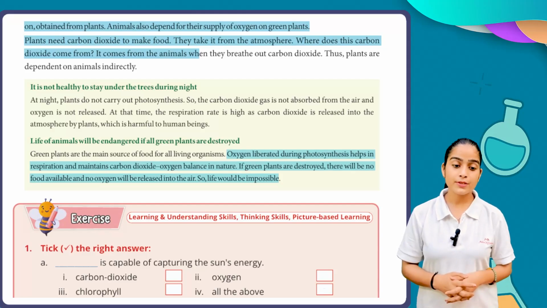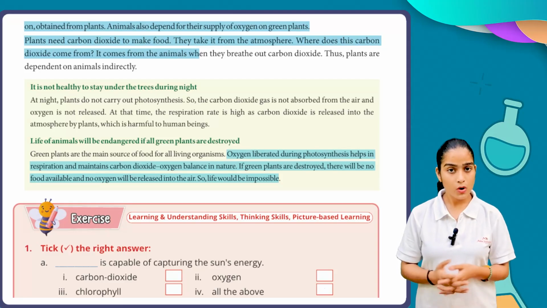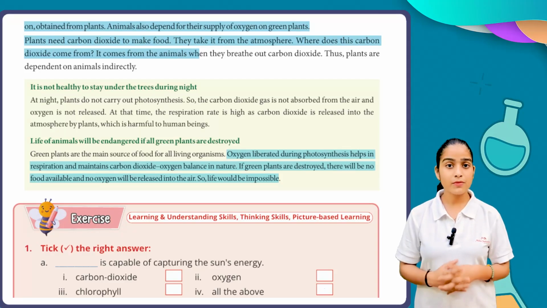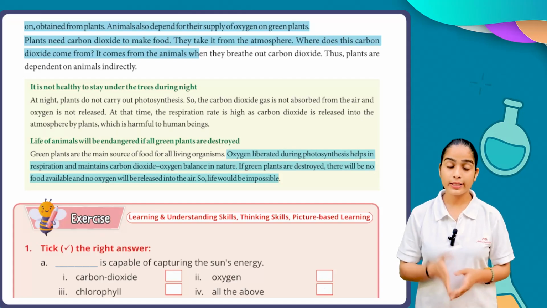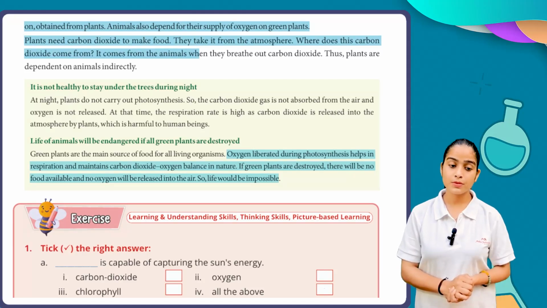Next, the life of animals will be endangered if all green plants are destroyed. We already know that plants play a very important role in our life, but why? Let's see here. Green plants are the main source of food for all living organisms. Oxygen liberated during photosynthesis helps in respiration and maintains the carbon dioxide-oxygen balance in nature. If green plants are destroyed, there will be no food available and no oxygen will be released into the air, so life would be impossible.